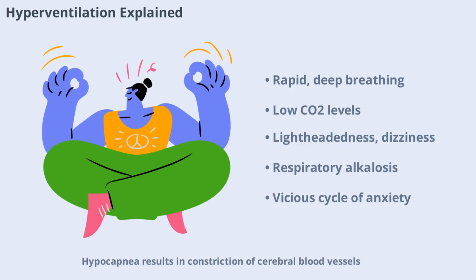Hypocapnia results in constriction of cerebral blood vessels, producing lightheadedness and dizziness. Continued hyperventilation can cause respiratory alkalosis, raising blood pH to 7.55. The release of catecholamines leads to palpitations, tachycardia, trembling, and sweating. The abnormal sensations and anxiety create a vicious cycle, making the patient hyperventilate even more.